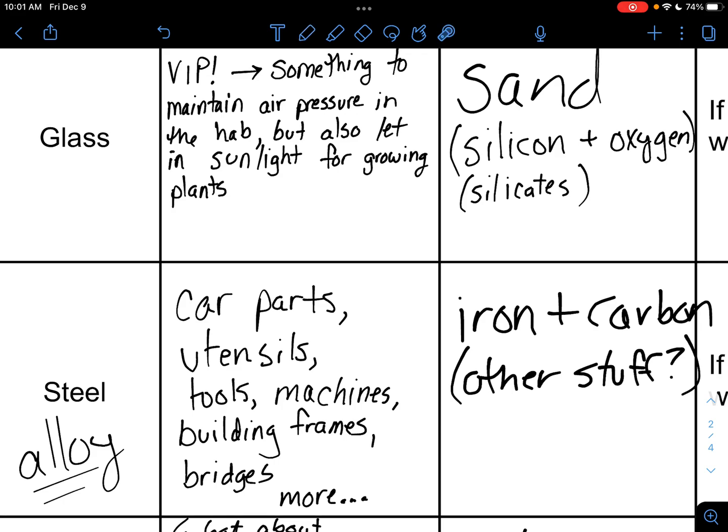But what's more important that you realize is steel is iron plus carbon. There are various kinds of steel, like medical grade steel, stainless steel. They have slightly different recipes, but generally that's what steel is.